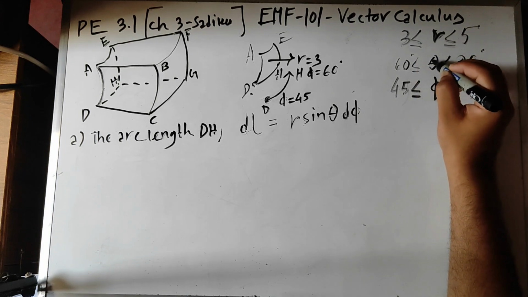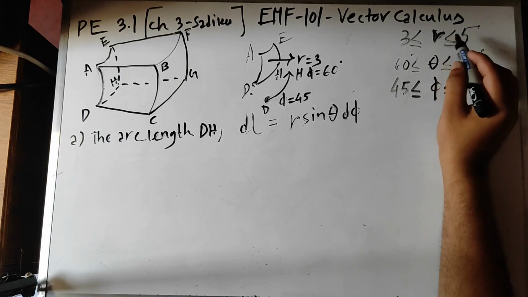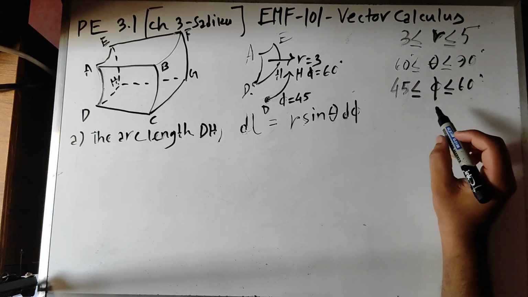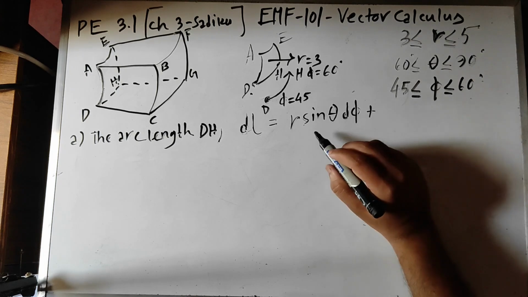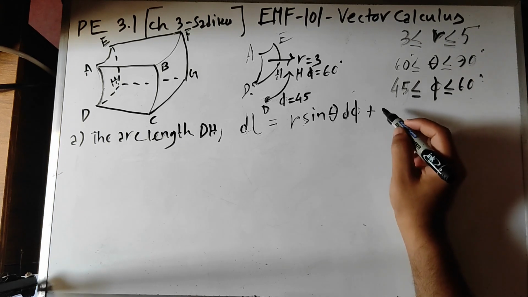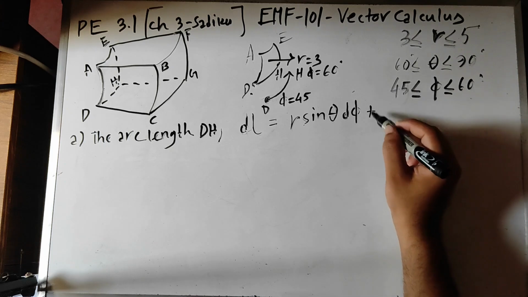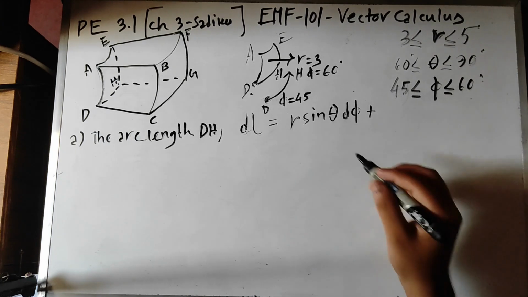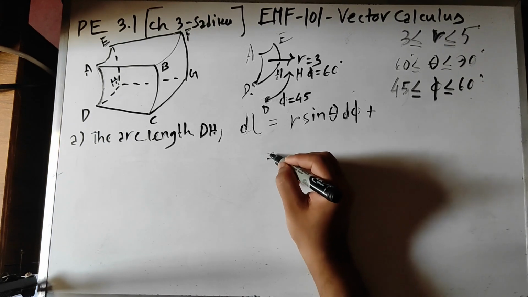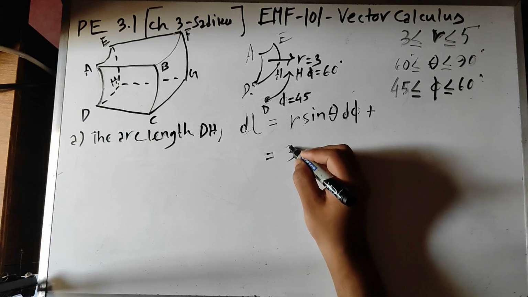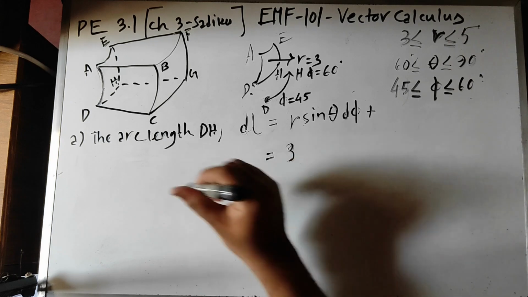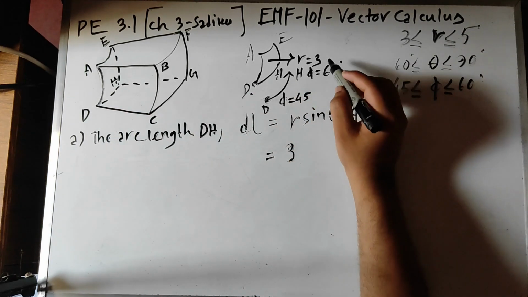Theta is constant and R is also constant, but phi is changing. So the other components of the differential length are 0. They are not changing, only this part remains. So we are going to just find the value for this. So here R is 3, because this is happening on the surface R equals 3.